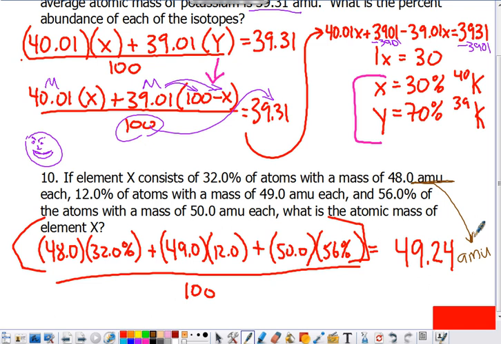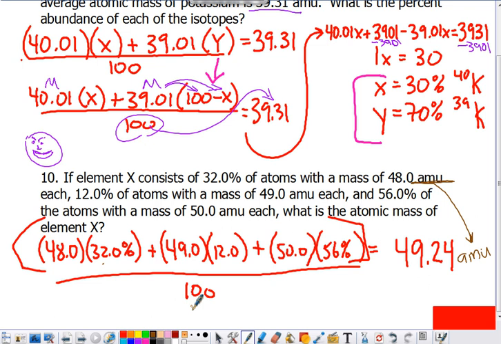Yep. And I'm going to make one thing clear. When I multiply the mass times this percentage, I'm multiplying it by 32, not 0.32. Okay? Because usually when you do the percentage, some people convert it to a decimal immediately. Well, the reason they're converting it to a decimal is they're dividing by 100. Well, we're going to do that afterwards.